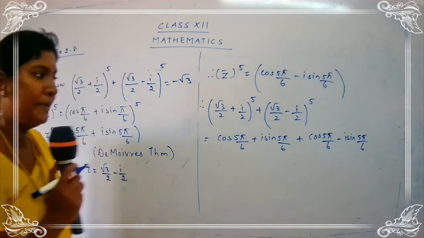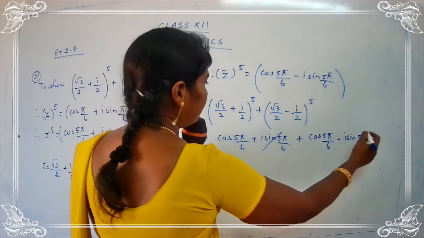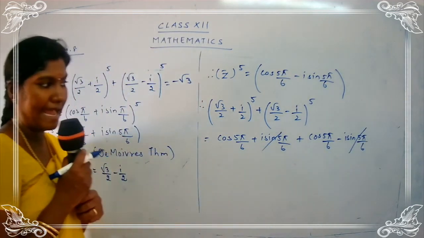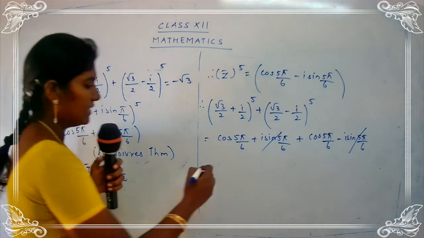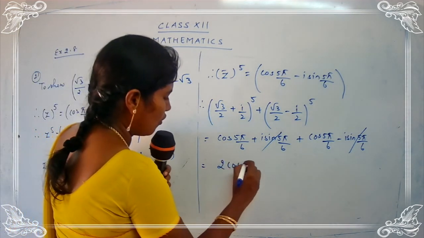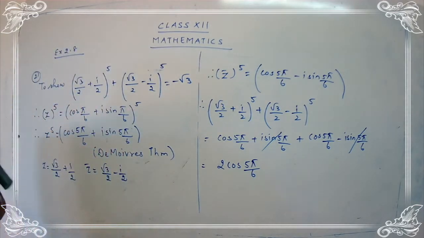So now here what happens? Plus i sin 5 pi by 6 and minus i sin 5 pi by 6 get cancelled. So what is left here? 2 cos 5 pi by 6 is left out. So write down 2 cos 5 pi by 6. This is left out.